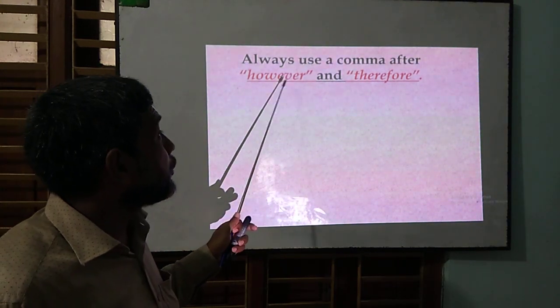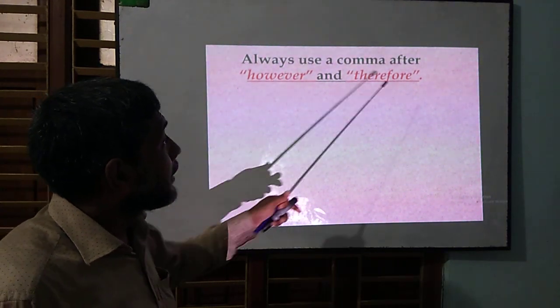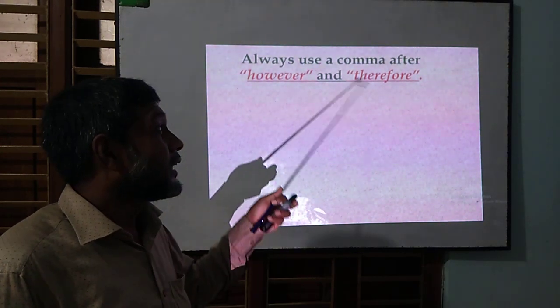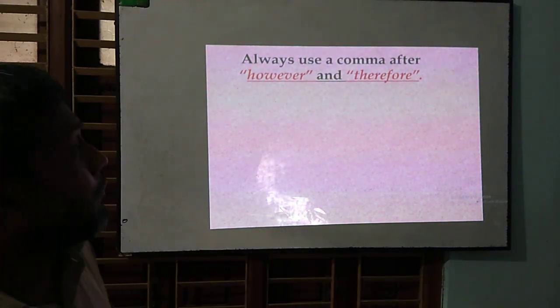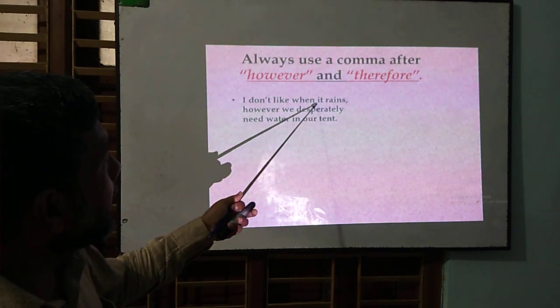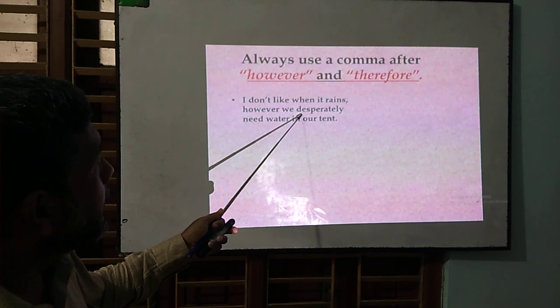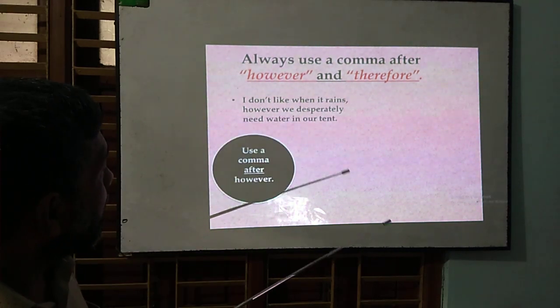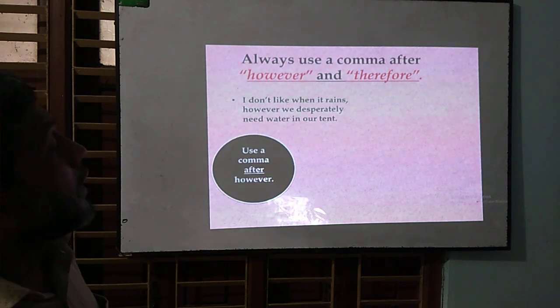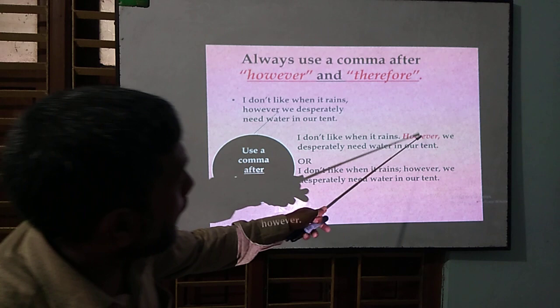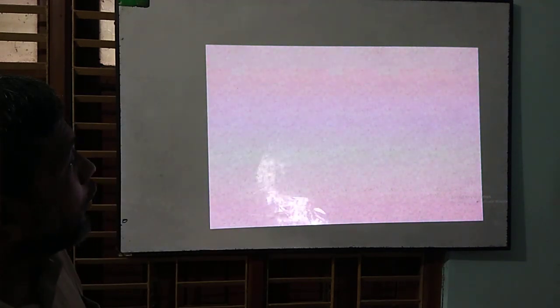If you use these connectors, however and therefore, in a sentence, you must use a comma after them. For example: I don't like when it rains, however, we desperately need water in our tent. But you must use a comma here. After however, we must use a comma.